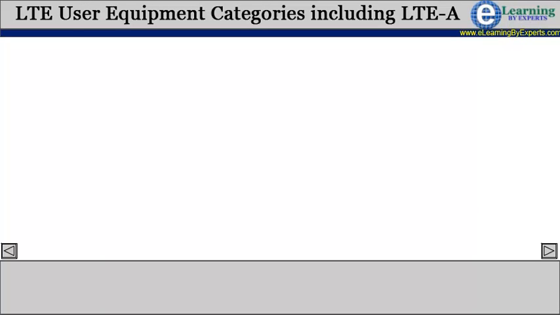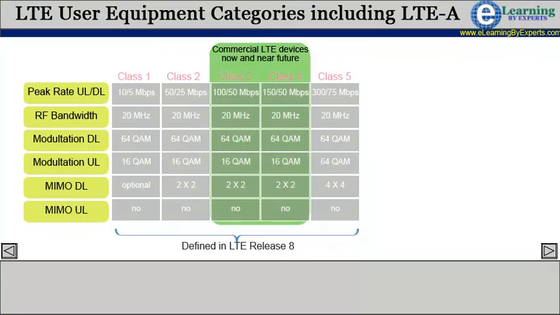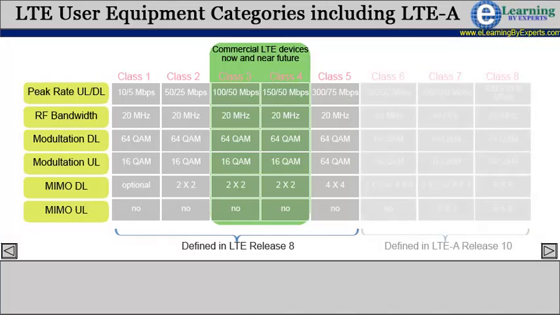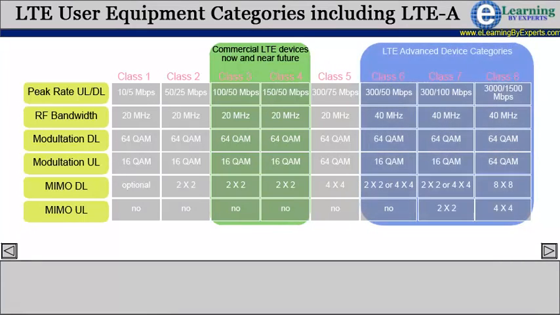LTE Release 8 defined 5 UE categories, namely Class 1 to Class 5. Out of these 5 UE categories, Class 3 and Class 4 category UE shall be used as commercial LTE devices now and in the near future. Independent from the LTE Advanced technology components, new UE categories 6, 7 and 8 are added into LTE Release 10. These categories describe to a certain extent the device's capabilities.